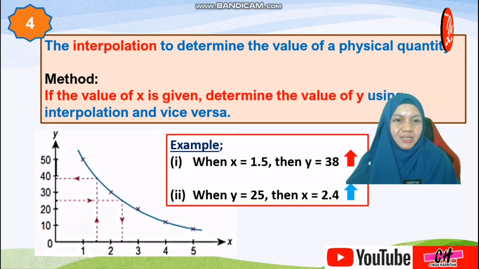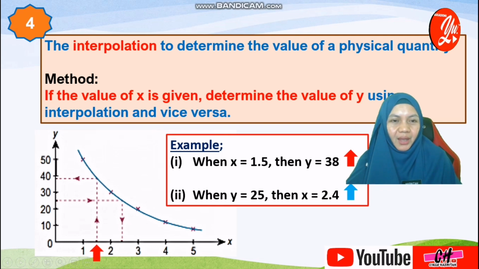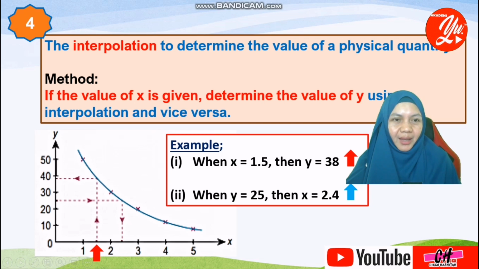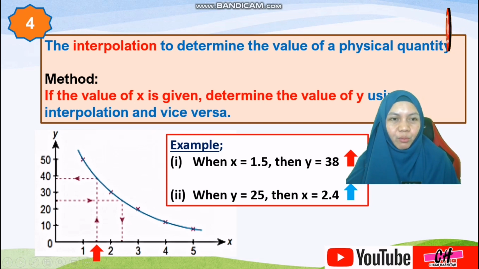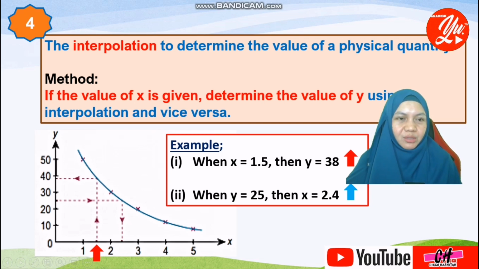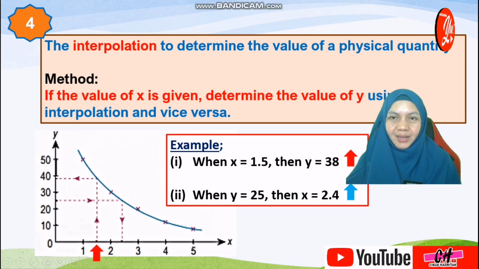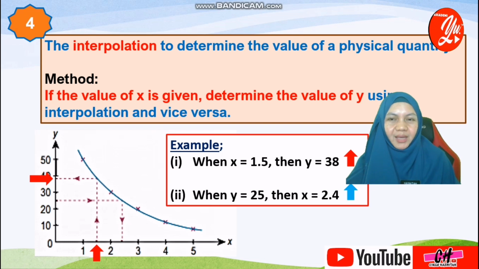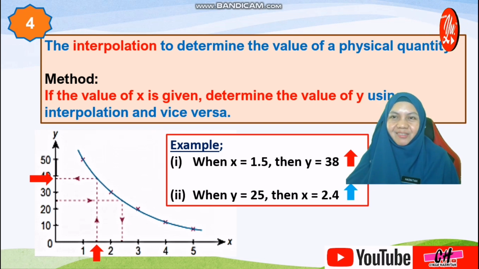So how do we do this? We mark on the x-axis where x is 1.5, and from there we draw a straight line upwards to the line of the graph, and from that point we draw a horizontal line to the y-axis, and from there we determine that the value for y is 38. Easy, right?